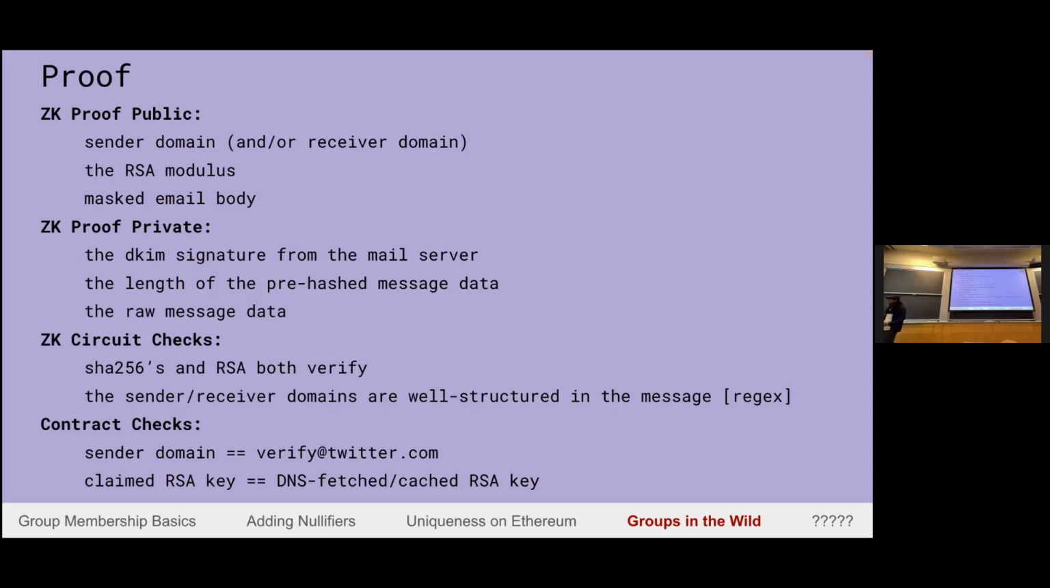We have to be a little bit careful about your DNS not getting man-in-the-middle attacked. But for instance, if the RSA key never changes, you can hard code that in, and you never have that problem.